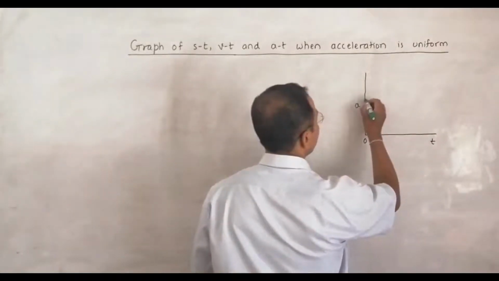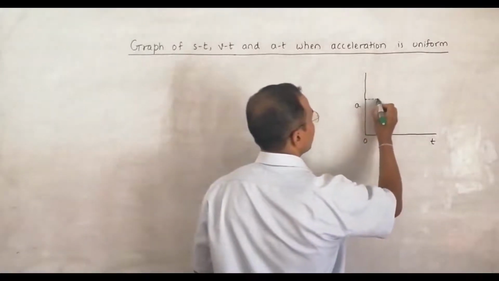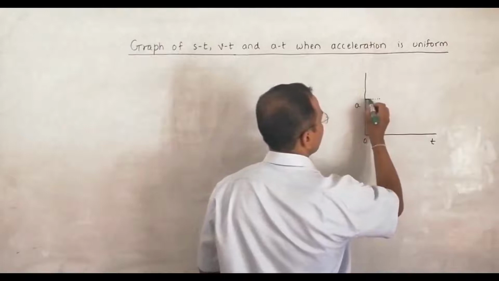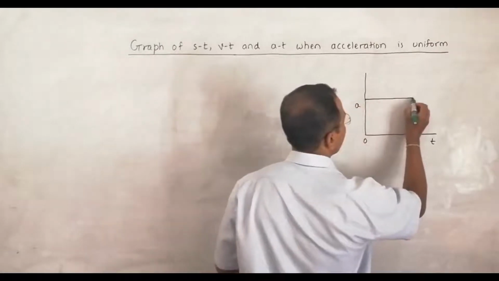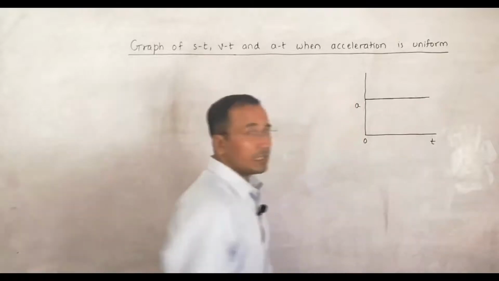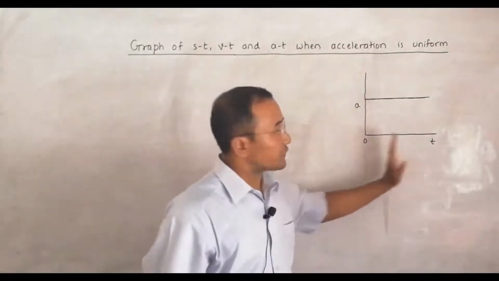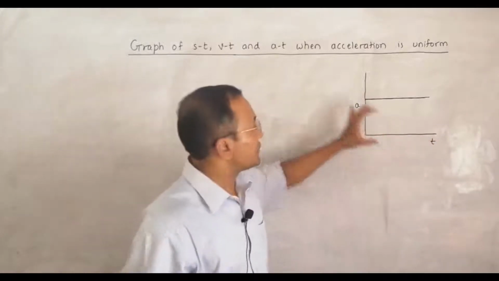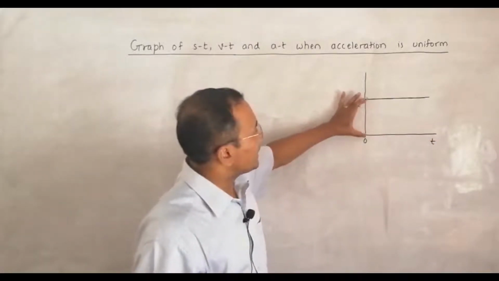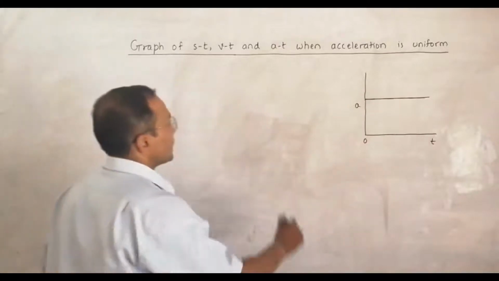So if it is 10 in the beginning, it should remain 10, 10, 10, 10 like this. So the graph should be a straight line parallel to the t-axis. It means that though time goes forward, the value will be the same.